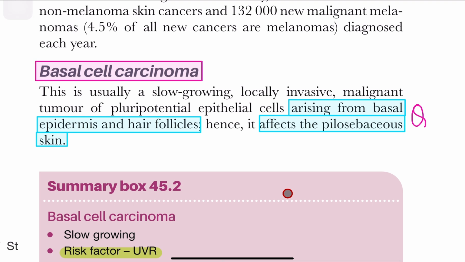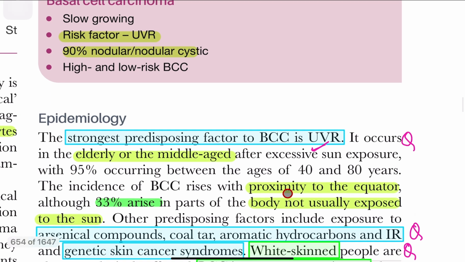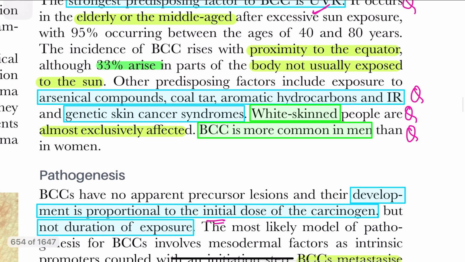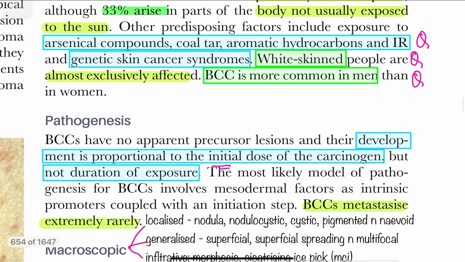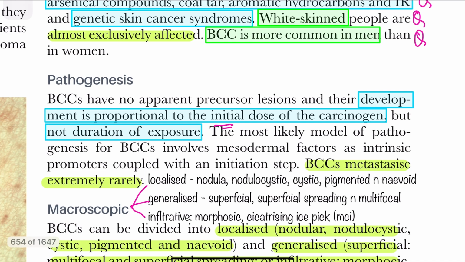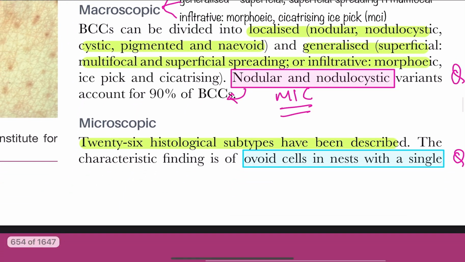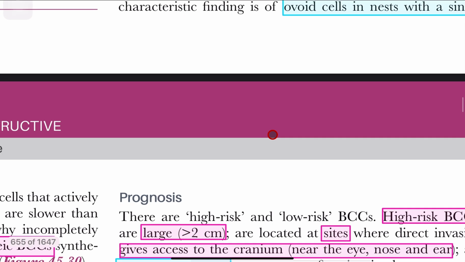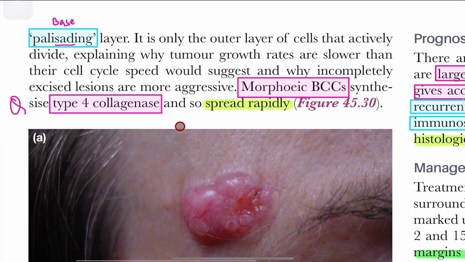Let's quickly revise the Bailey important points. BCC arises from the basal epidermis of hair follicle, that is pilosebaceous skin. Most commonly involved is white skin person, white men. The initial dose of carcinogen is important, not the duration. And the microscopic picture is ovoid cell nest with peripheral palisading. Important line.